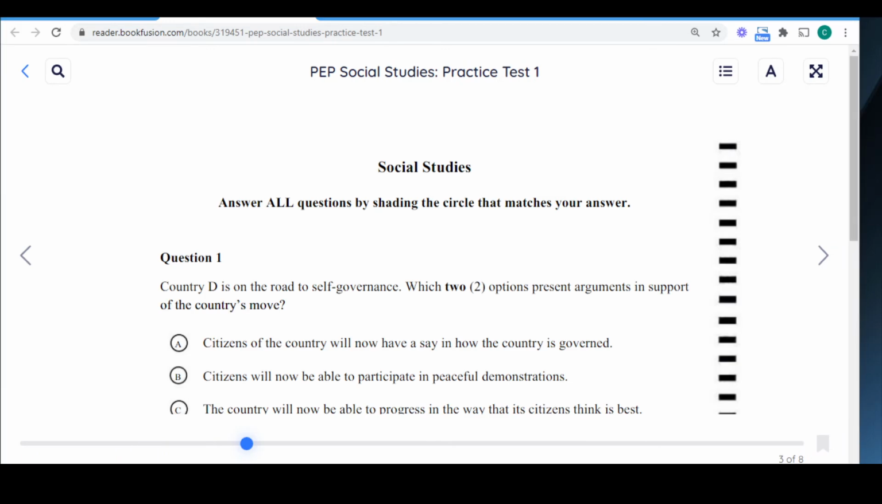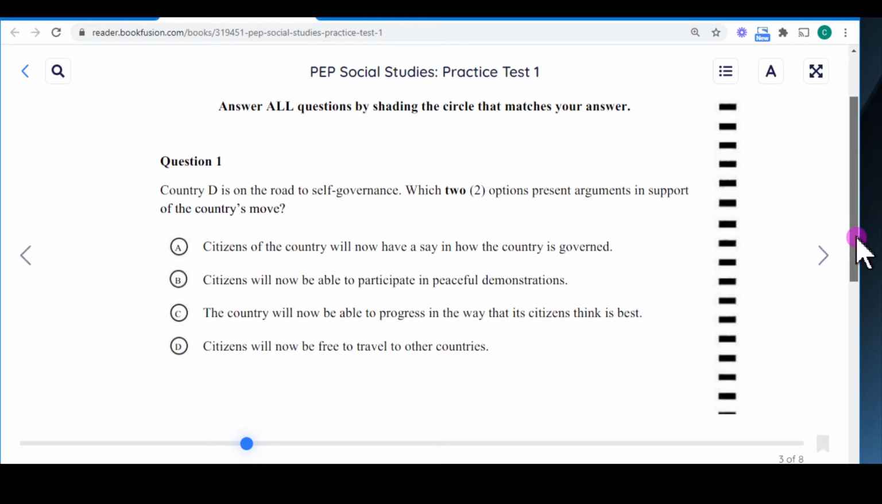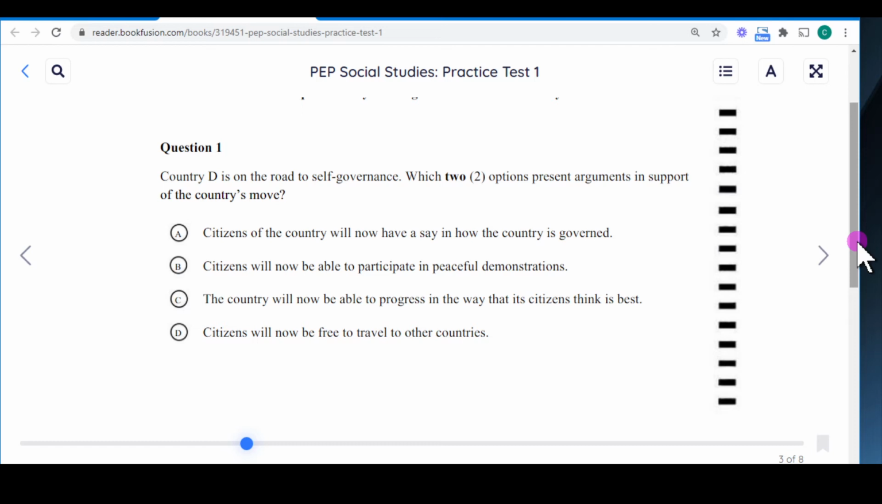All right, so it says here, answer all questions by shading the circle that matches your answer. Question 1. Country D is on the road to self-governance. Which two options present arguments in support of the country's move? All right, so let's think about this. The big idea here is that of self-governance. So let's go with this. A, citizens of the country will now have a say in how the country is governed.